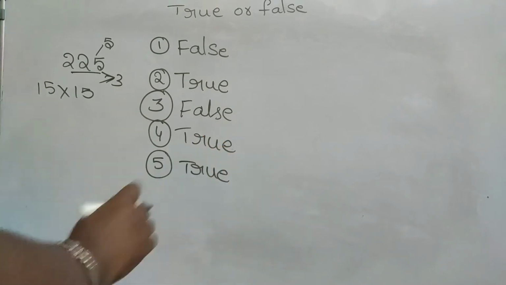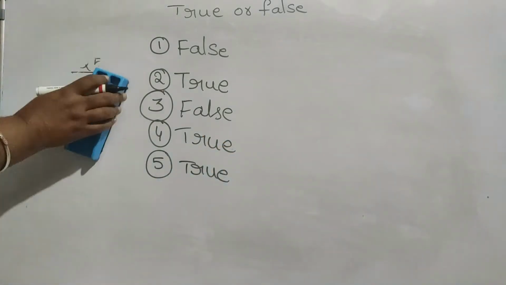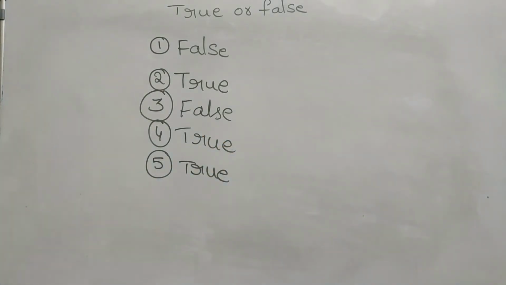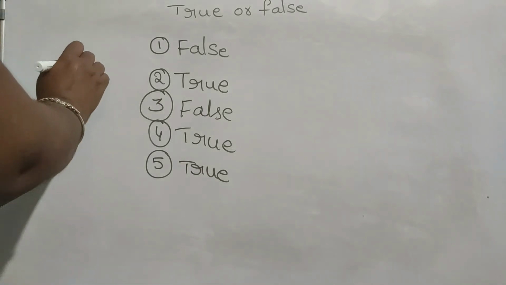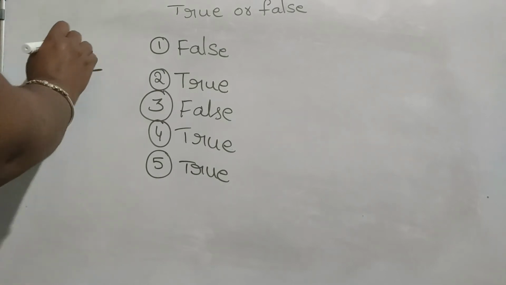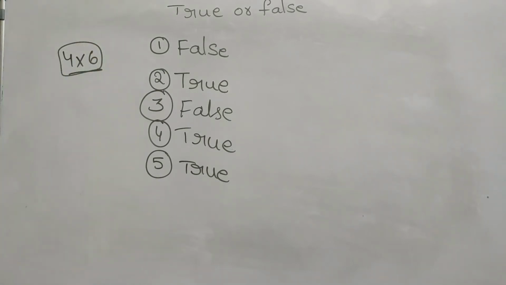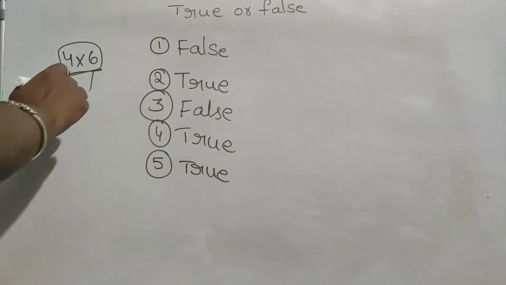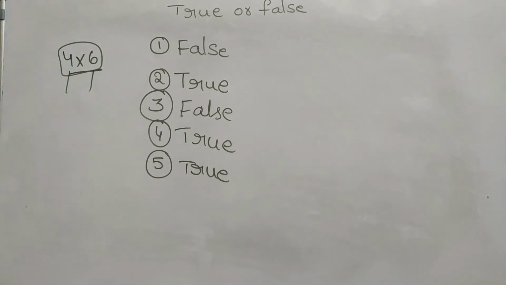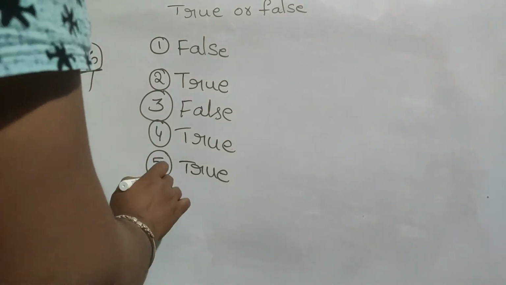Next question: numbers greater than 24 divisible by both 4 and 6 are also divisible by 24. 4 and 6 make 24. Whichever numbers greater than 24 are divisible by 4 and 6 are also divisible by 24. This is a true statement.